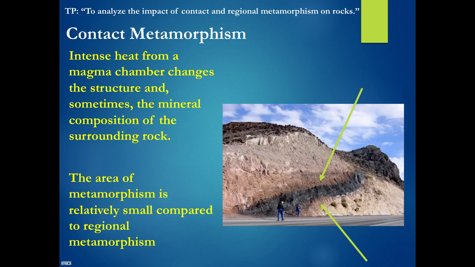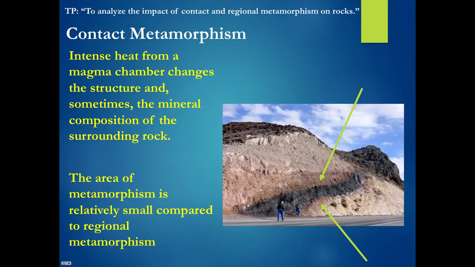So let me start off with this picture. This picture is a great example of contact metamorphism. This dark spot here is most likely the heat source. It was once part of a magma plume that maybe rose up near the surface, and the heat changed the rocks on both sides of this intrusion.